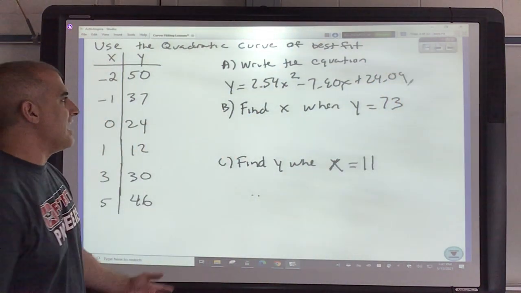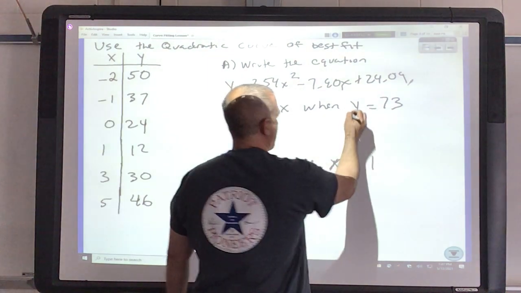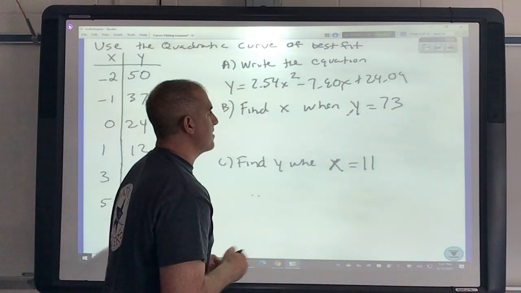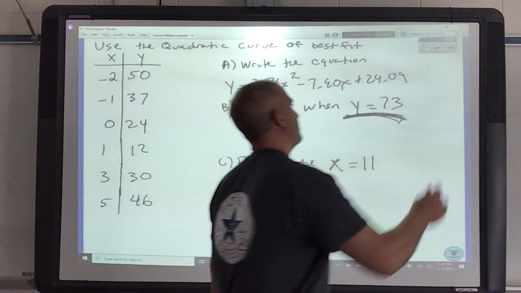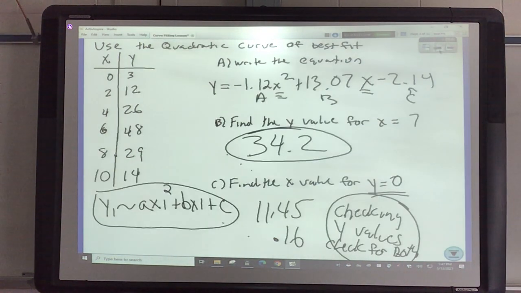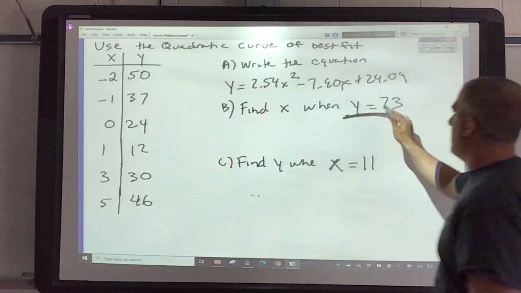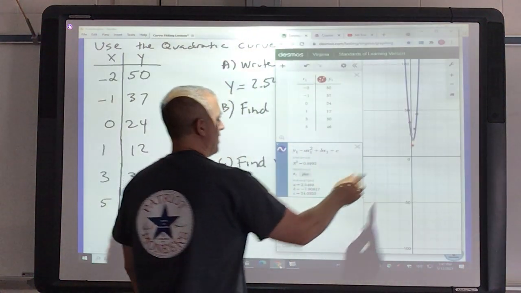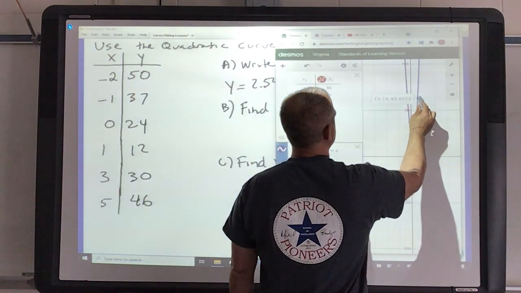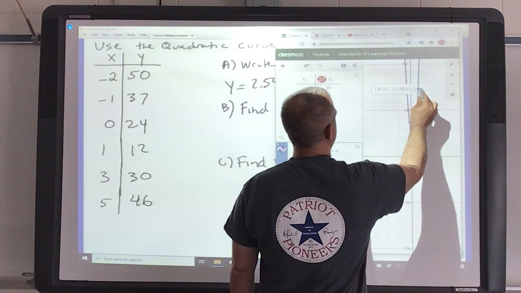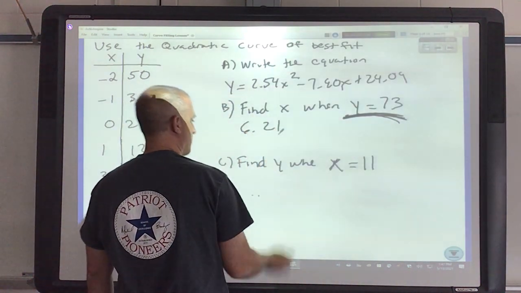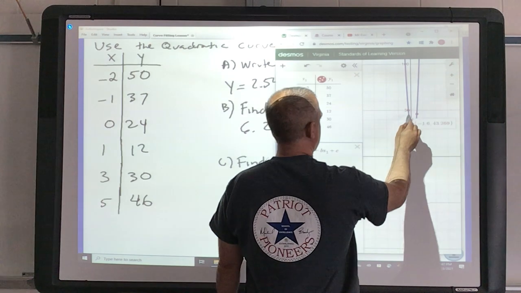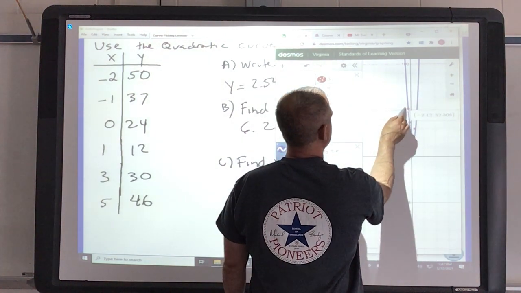Find x when y is 73. When I'm finding multiple things like this, I'm checking the y value at 73. So I want to drag this until it's 73. When I do that, I get about 6.21. For the y values, all I have to do is check for two of them, and I'll go on the other side of the U shape.